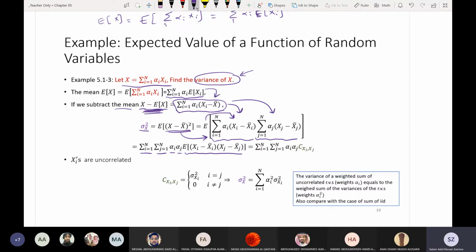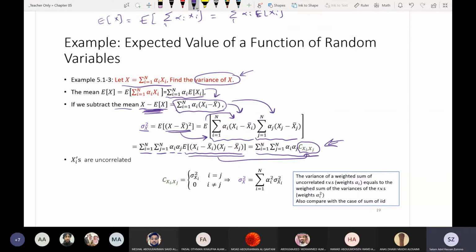Now I know that the expected value of xi minus xi bar multiplied by xj minus xj bar is equal to, سميناها قبل كده الcovariance لو تتذكر. So I have a double summation of alpha i, alpha j, multiplied by the covariance between xi and xj. This is the variance of x, which is the weighted sum of alpha i xi. واضح يا شباب؟ هذا هو الفاريانس of the weighted sum of random values.